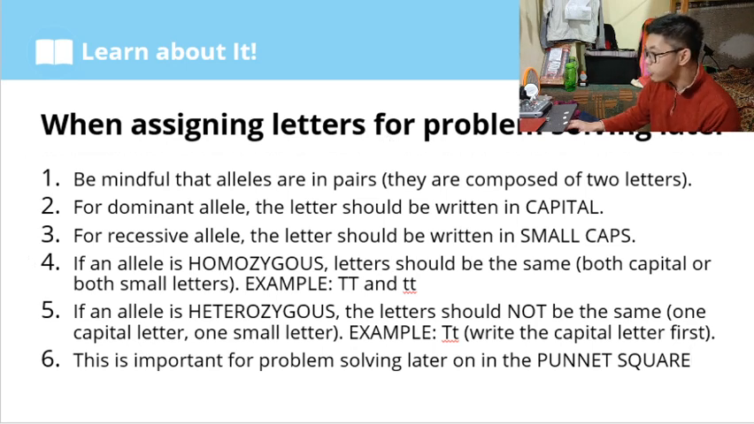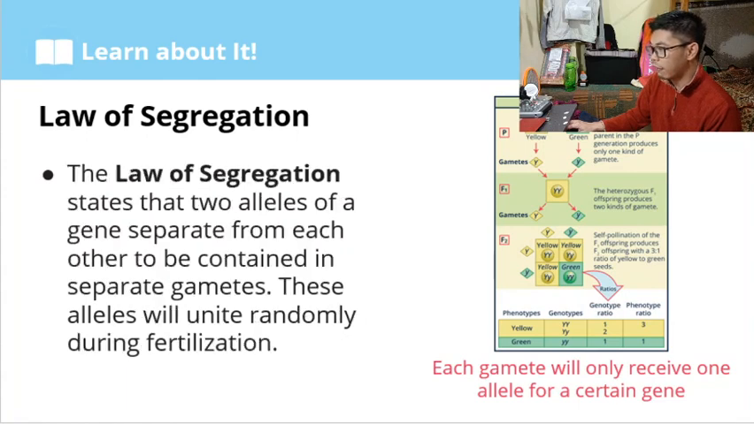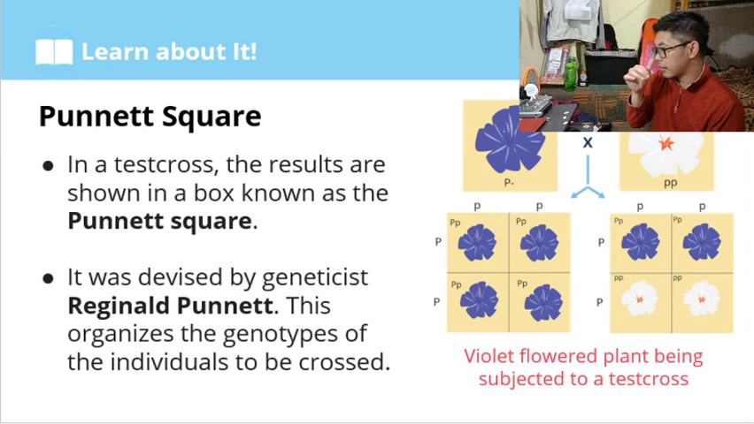Alright. Medyo magta-touch tayo ng konti with the law of segregation. However, meron tayong tinatawag na Punnett square. When you talk about the Punnett square, this is actually a technique that we will use for crossing the parents, by using what you call your Punnett square. Ito po yung itsura ng Punnett square.